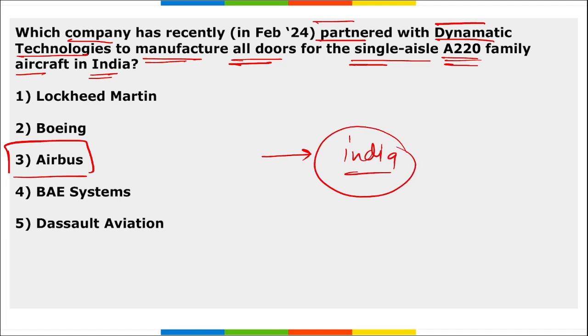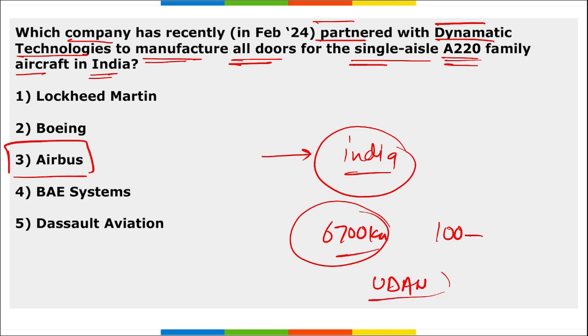With a range of up to 6,700 kilometers and seating capacity of 100 to 160 passengers, the A220 is ideally suited for India's Udan scheme. What is the Udan scheme? Ude Desh Ka Aam Nagrik, that is aimed at enhancing regional connectivity and promoting economic growth.